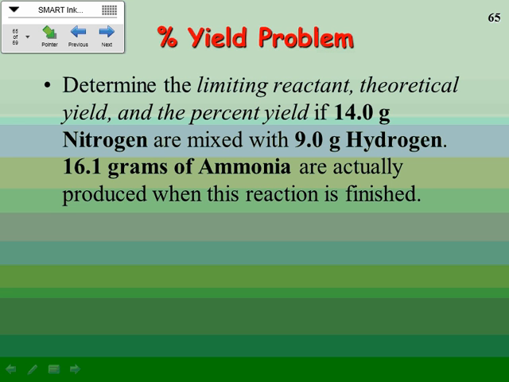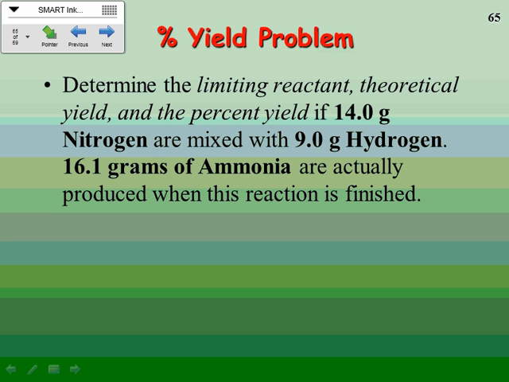So here is a rather long problem. Determine the limiting reactant, theoretical yield, and the percent yield if 14 grams of nitrogen are mixed with 9 grams of hydrogen, and 16.1 grams of ammonia are actually produced. What do you think that 16.1 is? The actual yield. So 16.1 grams of ammonia are actually produced. That's probably the actual yield, right?